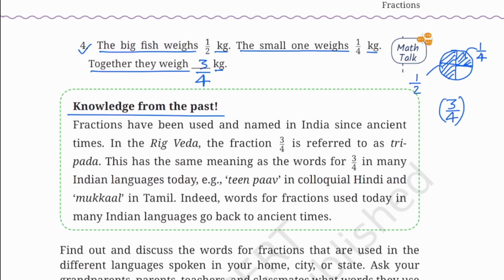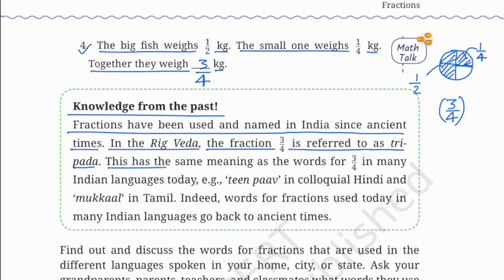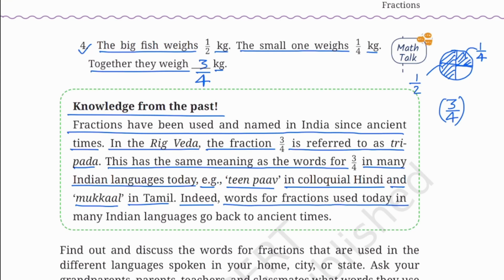Knowledge from the past. Fractions have been used and named in India since ancient times. In the Rig Veda, the fraction 3 upon 4 is referred to as Tripad. This has the same meaning as the word for 3 upon 4 in many Indian languages today. For example, Teen Pav in colloquial Hindi and Mukkal in Tamil. Indeed, words for fractions used today in many Indian languages go back to ancient times.